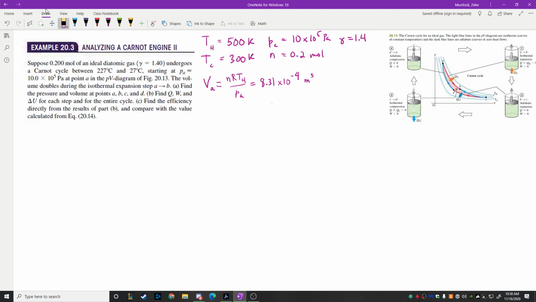You're right, Kenny. We can do PV to the gamma to do that. Do we immediately know what the volume at point B is? It says the volume doubles during the isothermal expansion step A to B. We do, right? So VB is just double this. So let's write that down. VB will be equal to 2 times VA. So that's equal to that number times 2. So it's going to be 1.66 times 10 to the negative 3.